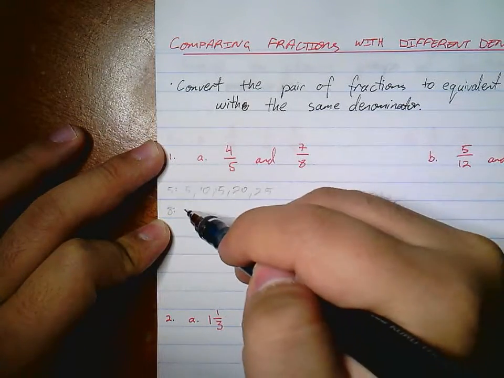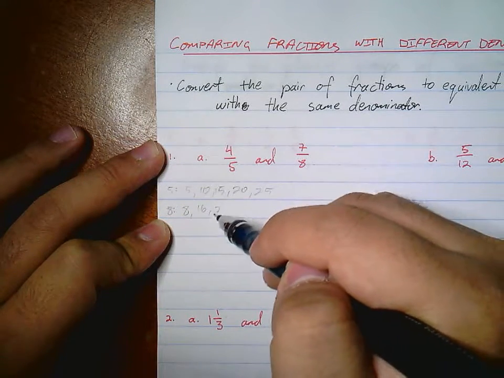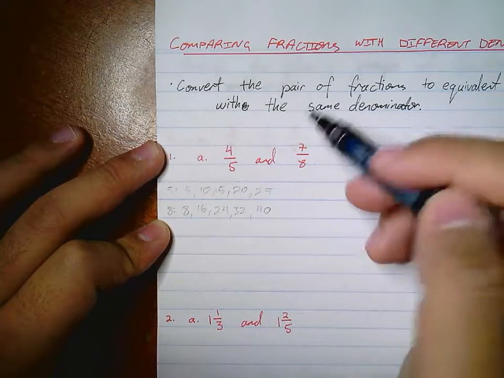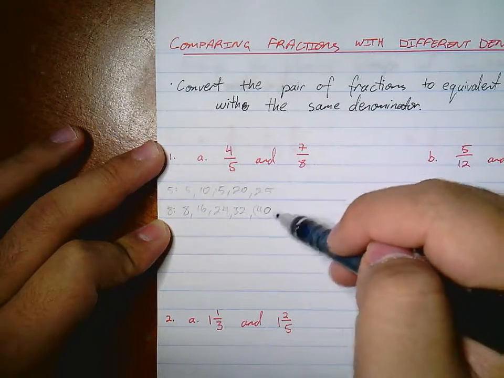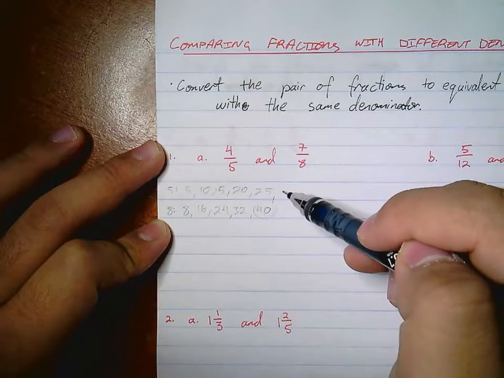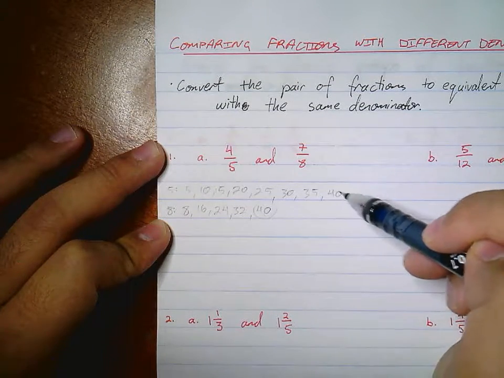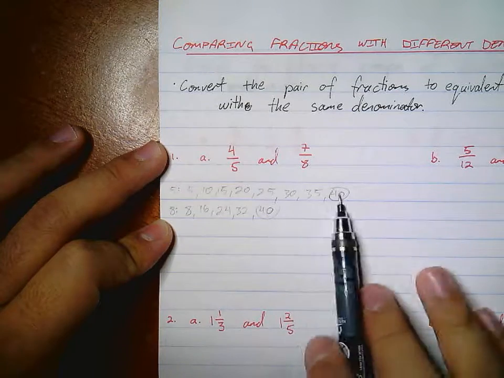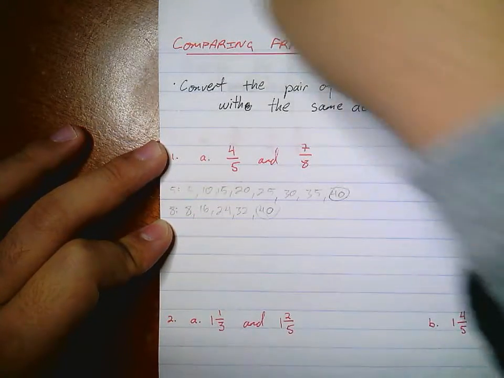Let's see if we can figure out for 8. We have 8, 16, 24, 32, 40. I believe it's going to be 40 because it ends in a 0. But let's keep going. 25, 30, 35, and 40. So that is the lowest common multiple between both 5 and 8.